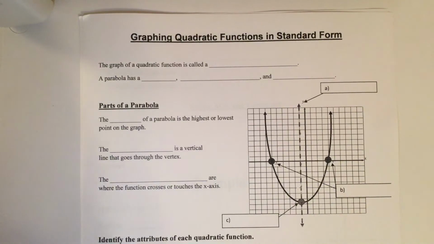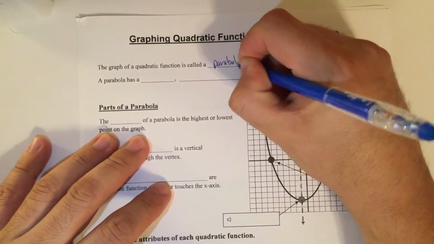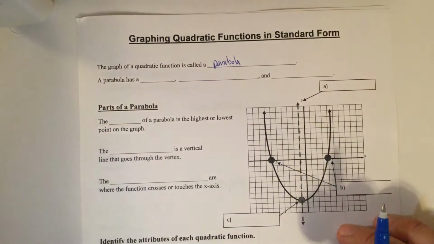All right, so these are the notes for graphing quadratic functions in standard form. The graph of a quadratic function is called a parabola, which is like a U shape. A parabola has three things.